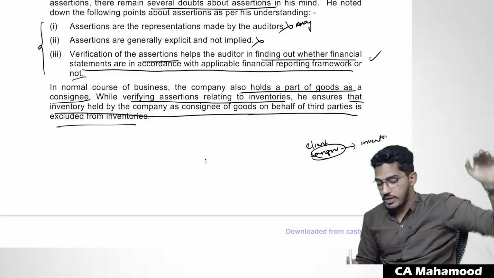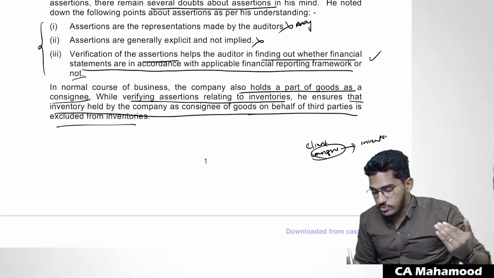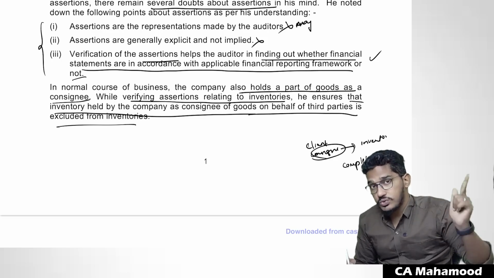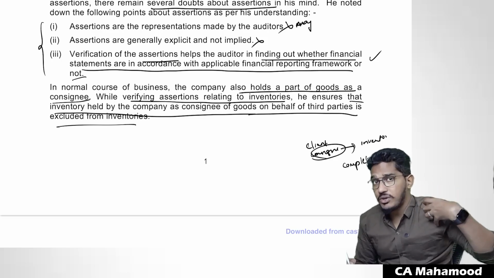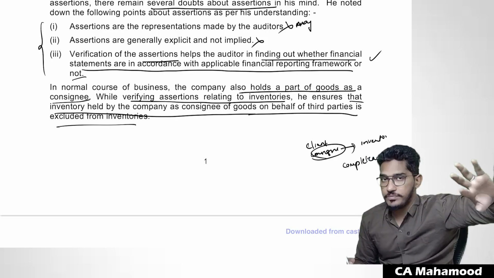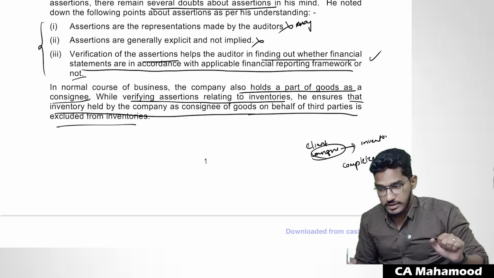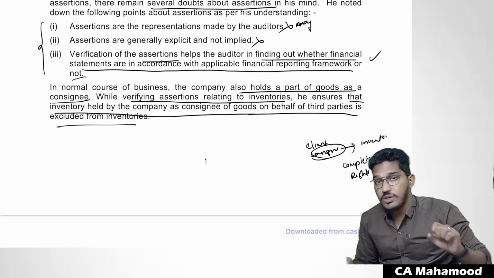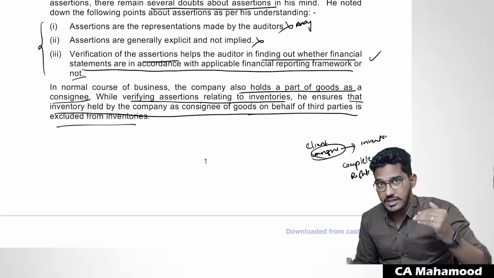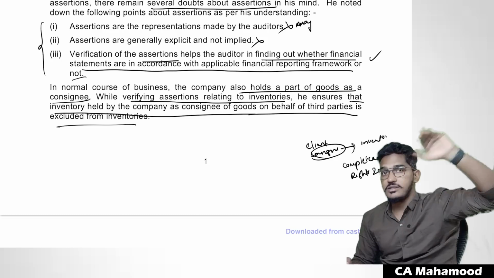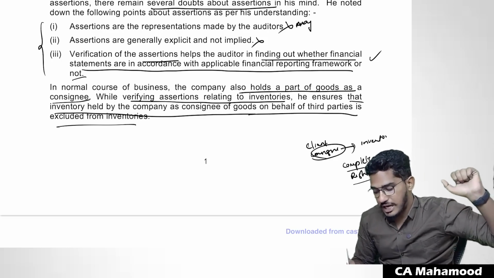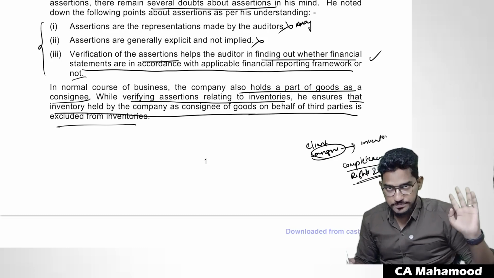of the consignor. So by verifying this, he's trying to verify whether all the inventory which belongs to the company has been properly reflected or not. And also those inventories which don't belong to the client should be excluded. It should not form part of the books of accounts of the client. That means he's trying to verify rights also, whether company is the owner of that inventory or not. If you are a consignee, your client is not the owner. Someone else is the owner of that goods. So that means you are trying to verify completeness assertion as well as rights and obligations assertion.